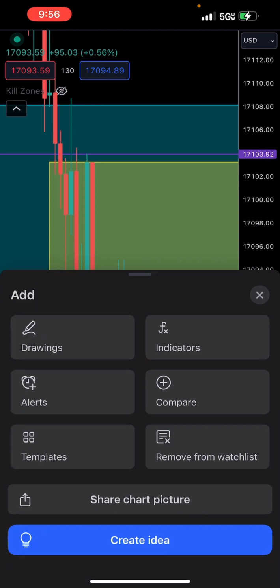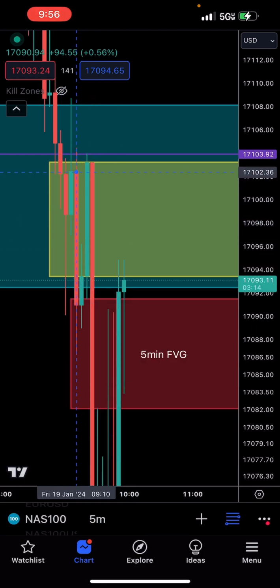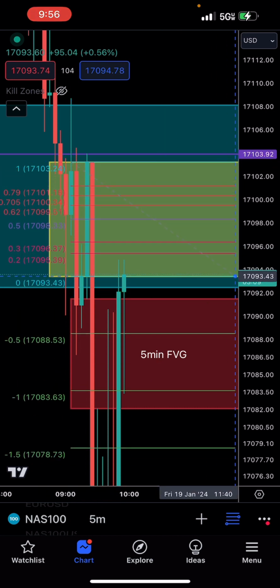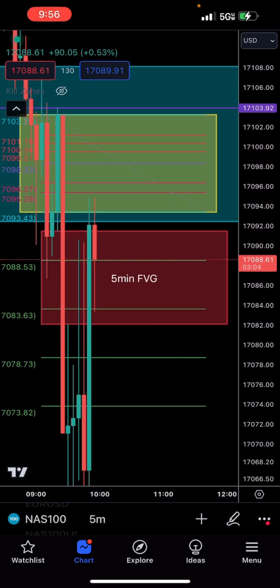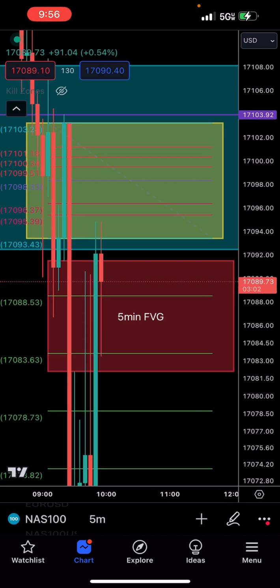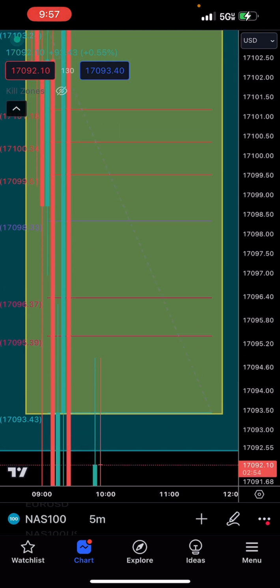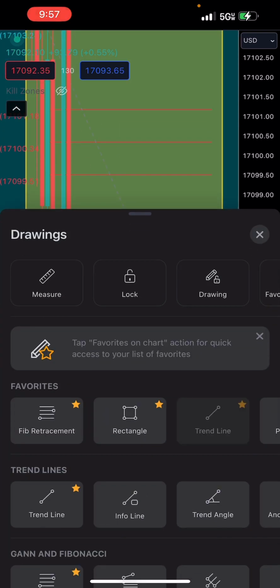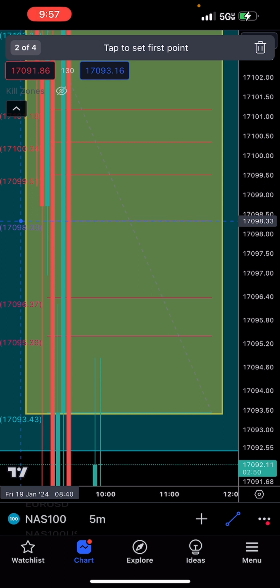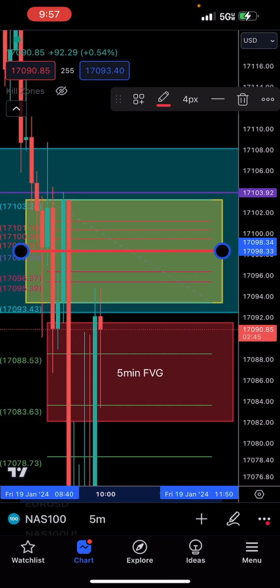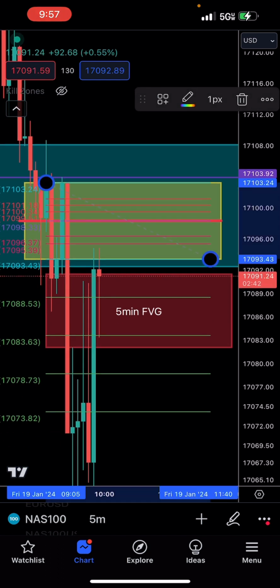I want to see the mean threshold, which is the midpoint of this fair value gap, where that purple line is. That's the most I will want to see price go. So I'll put a line on here. This is the most I would like to see price go up into. Right there. Because I want to take this fib off of my chart.